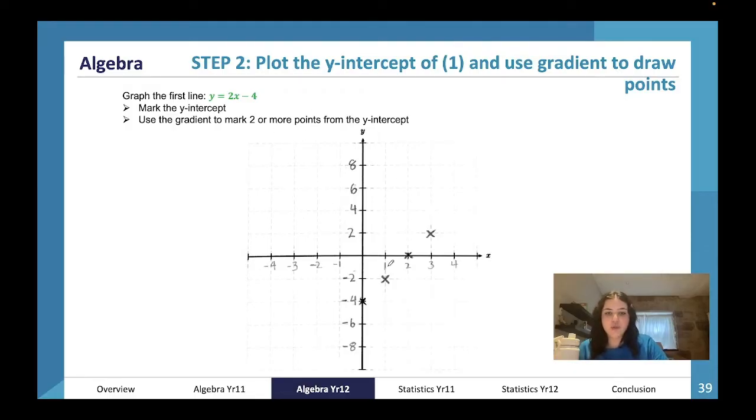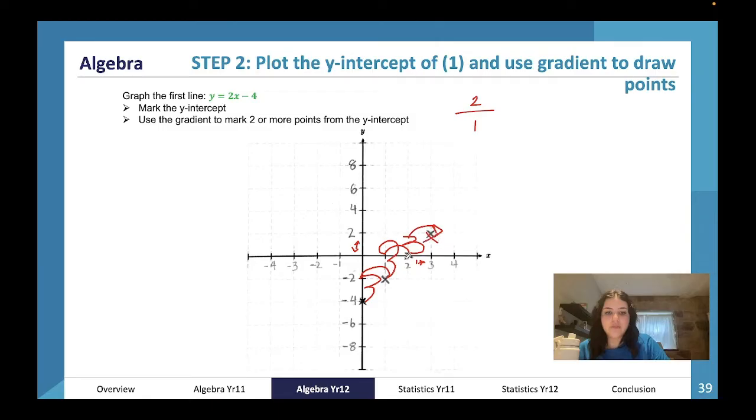Our gradient is 2, which means that rise over run, for every 2 points we rise, we only run 1 point. So I'm going to rise 1, 2, run 1 point. Again, 1, 2, run 1 point. See how this is 2, and this is 1, run 1 point.